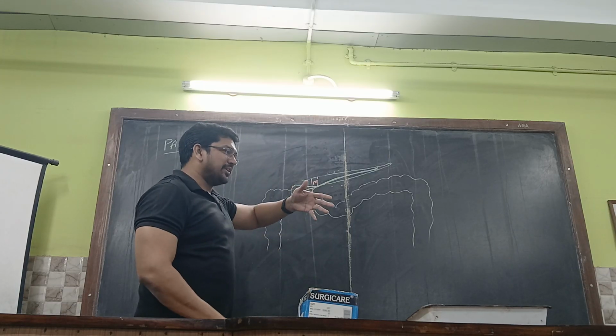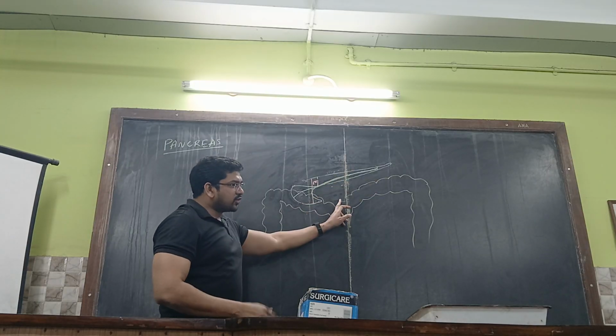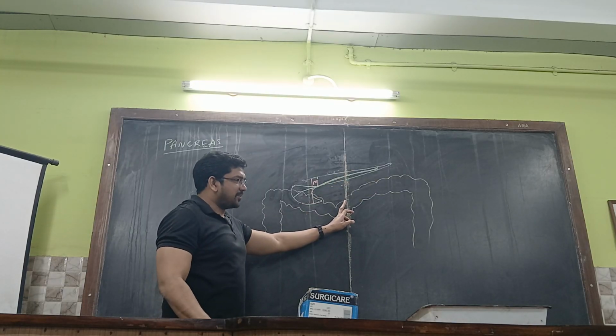It's related to the peritoneal... what is it? Peritoneal fat. The fascia of Toldt is behind the pancreas. Yeah.